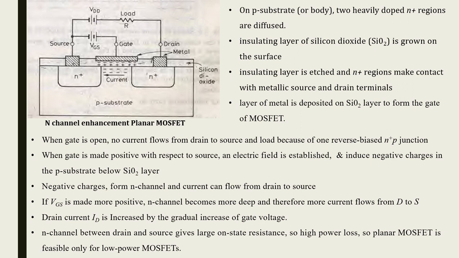But here also, as we have told in the previous slides, if the gate voltage is increasing, the on state resistance will be high. On state resistance will be high in case of power MOSFET. So if the gate voltage is increasing, the channel width will be increasing, current will be increasing. But the problem is, if the gate voltage is increasing, channel width increases, but the on state resistance also increases. So here the power loss will be higher in case of power MOSFET.